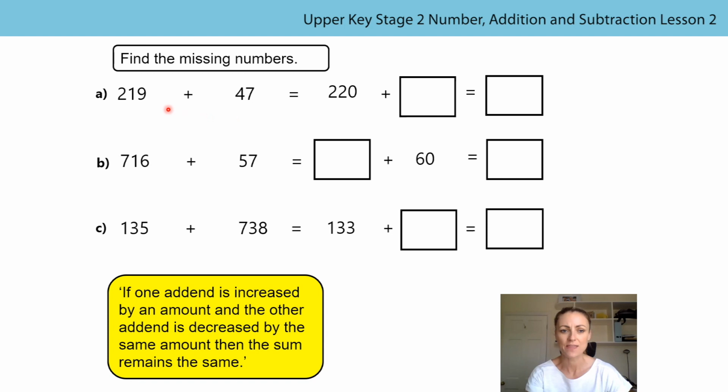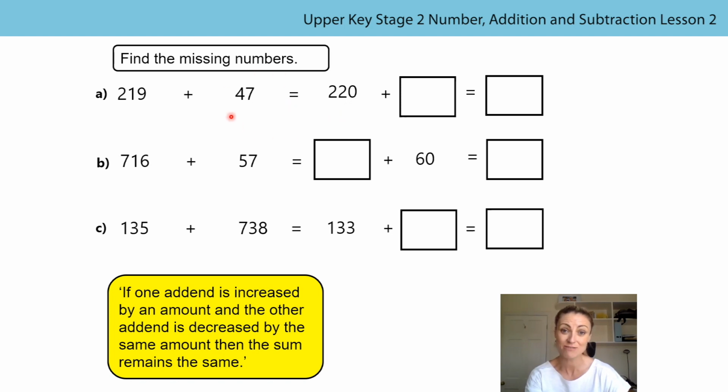Here I can see that my first addend, I know both of those values in each calculation, and I can see by looking at the 220 that it's been increased from 219. How much has it been increased by? That's right, it's been increased by 1. So if one addend is increased, in this case by 1, what do I need to do to the other addend? That's it, I need to decrease it by 1.